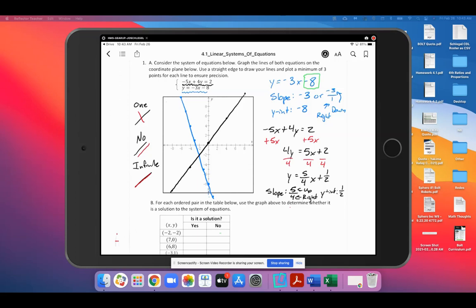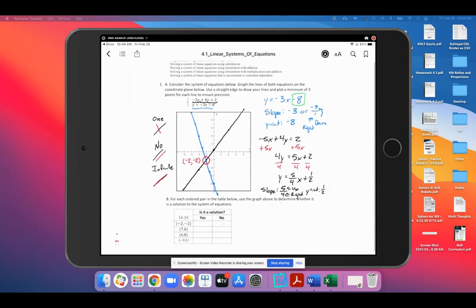And so in the case of this pair of equations, we do have one solution. It's one place that the lines intersect. It is right there, and it is at the point -2, -2. So this would be an example of a system of linear equations that has one solution, and that one solution can be found at the point -2, -2.